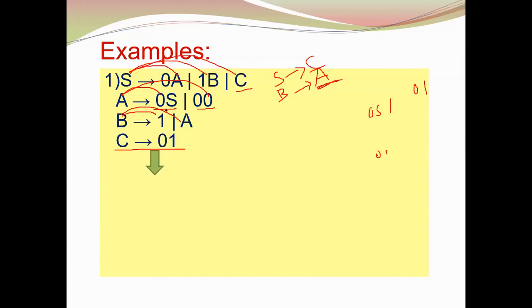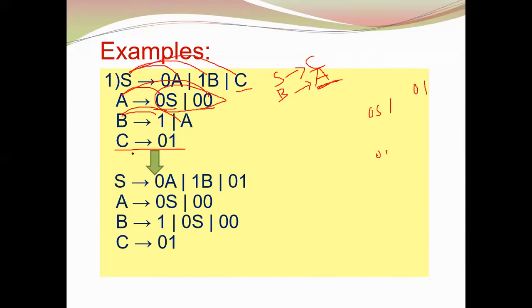We have to substitute all possible cases. If A has more than one production, we have to substitute all the productions. Only one means no issues. Listen, the first one is S tends to 0A, 1B. Again, for this C, I can substitute 0, 1. So the unit production is removed.